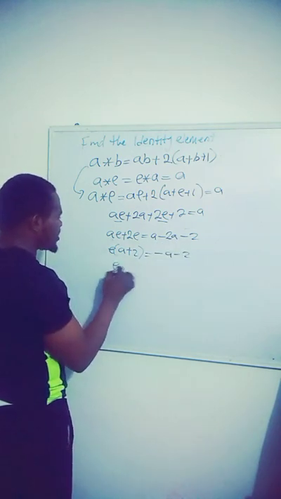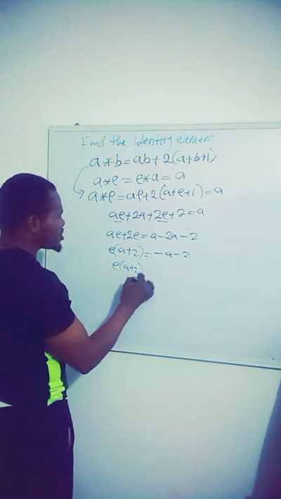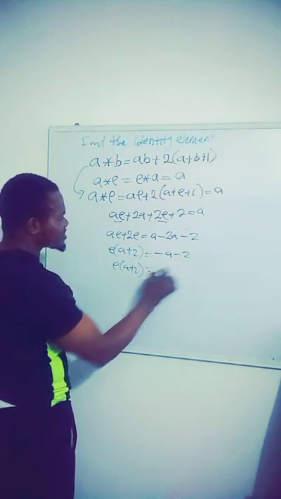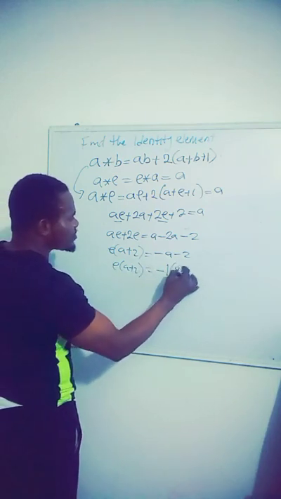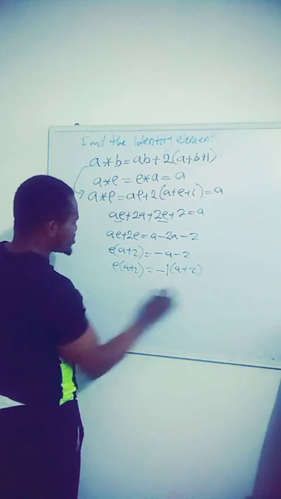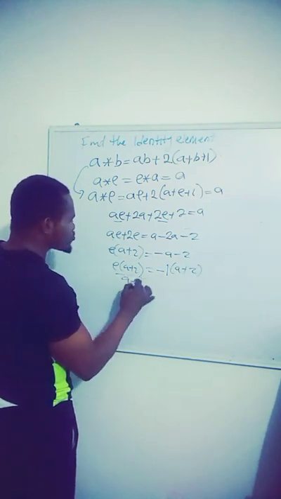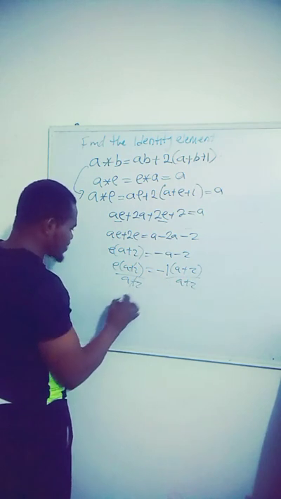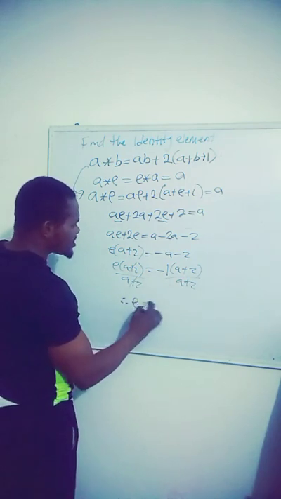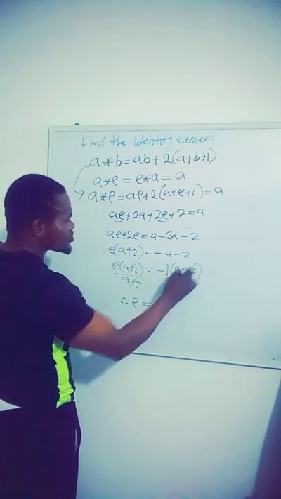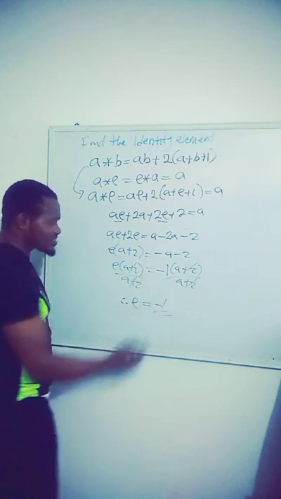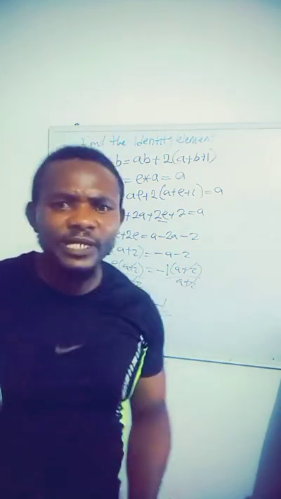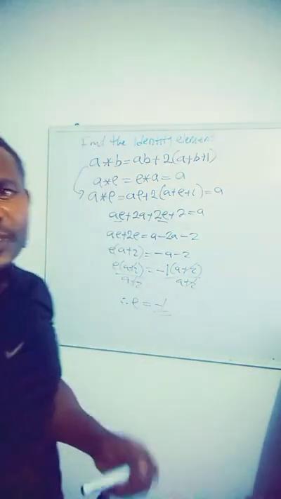Then you can now say E into A plus 2 equals, you can factorize this as minus 1 into A plus 2. Then you divide through by A plus 2 divided by A plus 2. So at the end of the day, when this cancels this, your identity element is minus 1. So the answer is minus 1. I hope it's clear now.